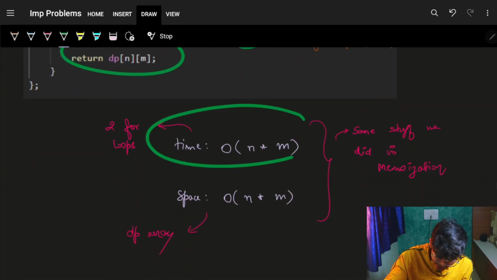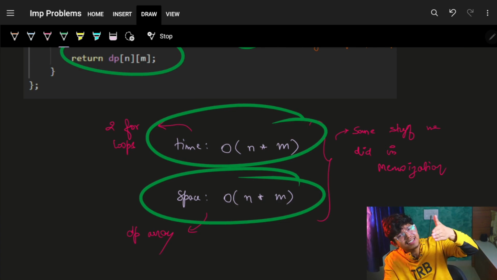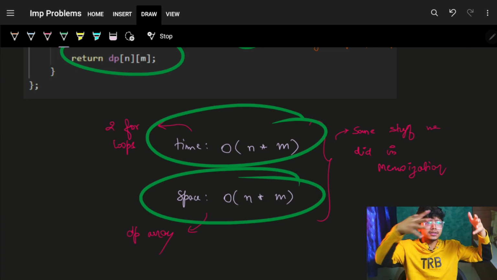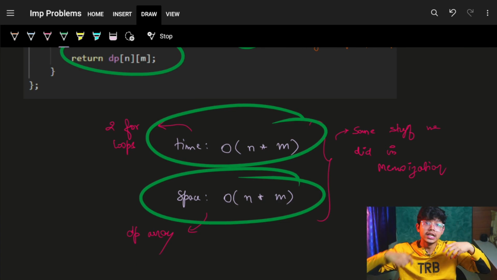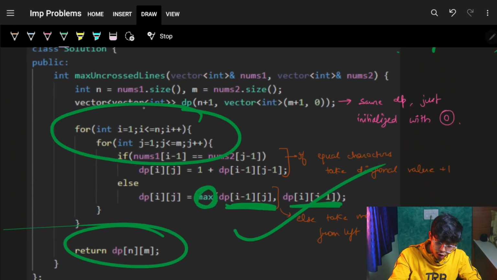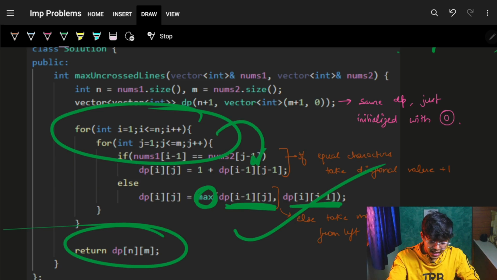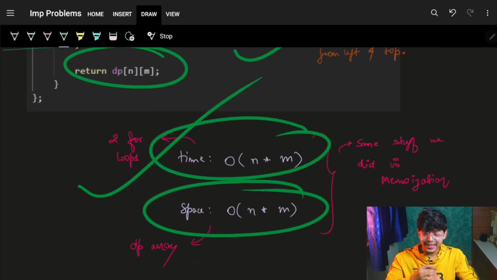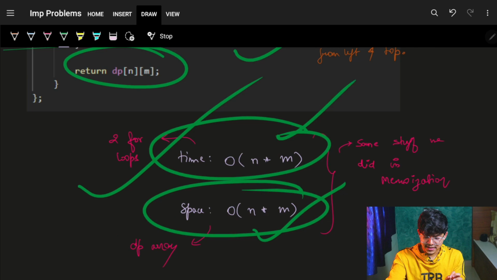That is the reason your time and space are exactly the same, because you're doing exactly the same thing. Earlier you were doing recursion, which goes to every combination of i and j. Now you are purposely going to every combination of i and j and finding the answer. Space and time are exactly the same: dp space and dp time.